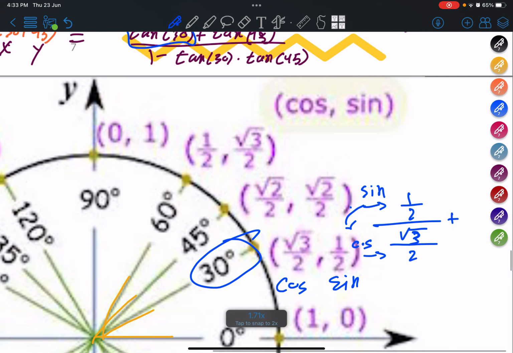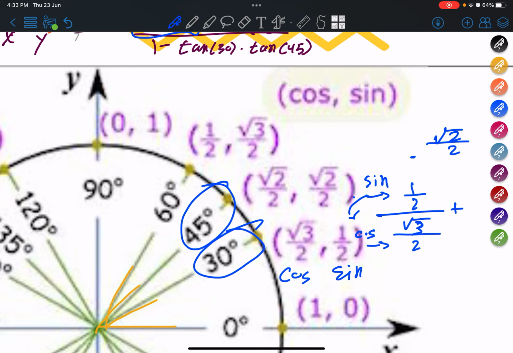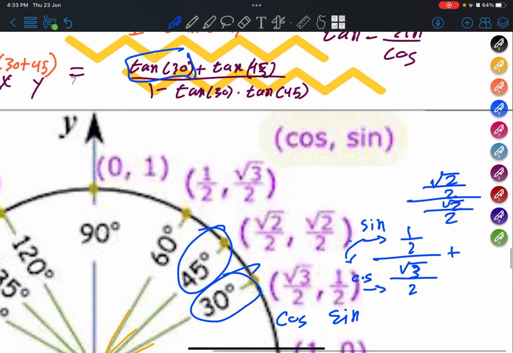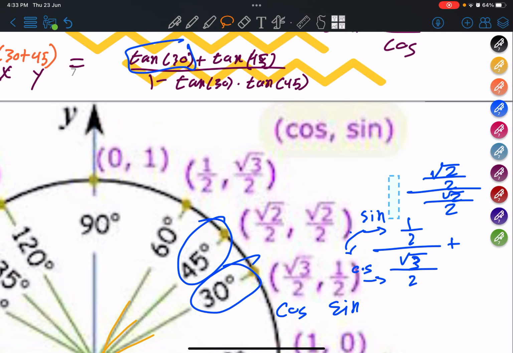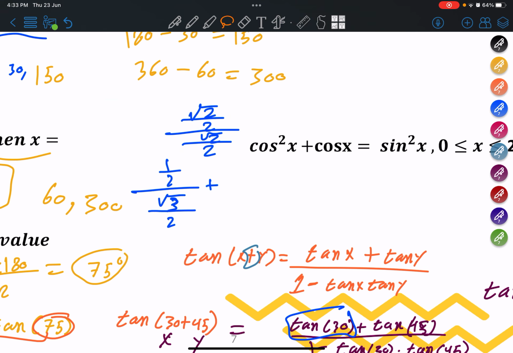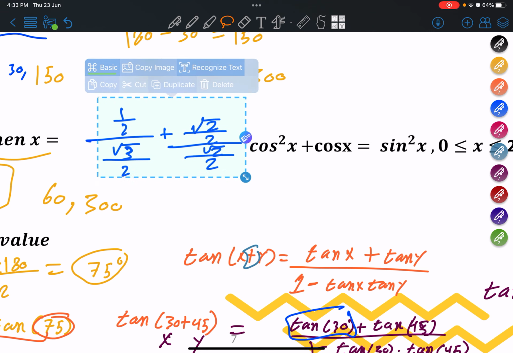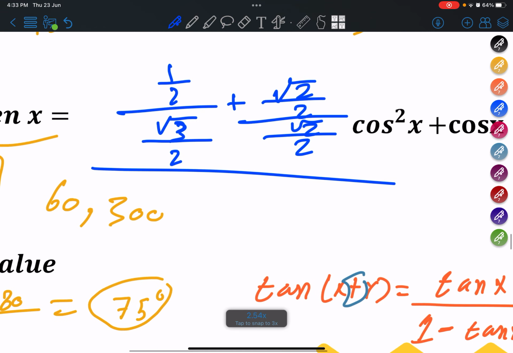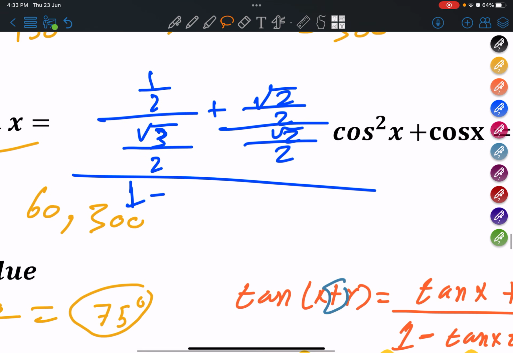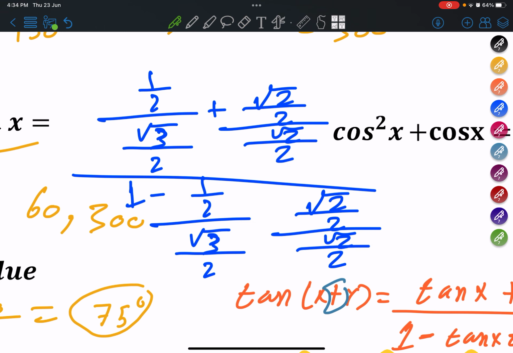And now plus tan 45, so we can go to 45. We'll do the same thing. It'll be root 2 over 2 divided by root 2 over 2. They will equal 1, but just for the sake of the question, we'll write them as they are. So let's get all of these together in here, divided by 1 minus the product of these two together. So not addition, but multiplication.